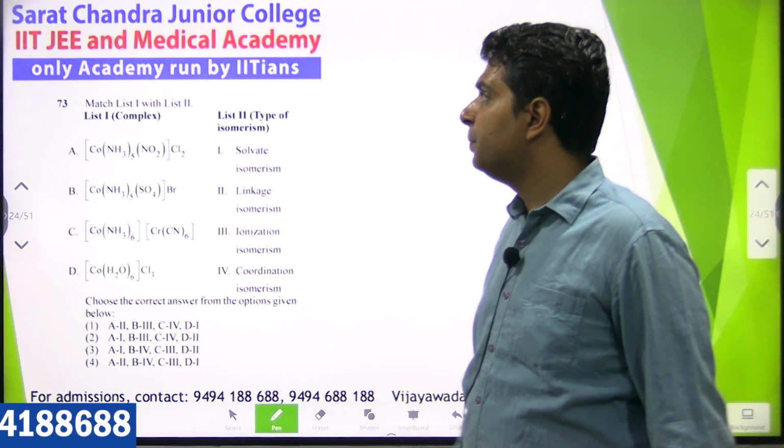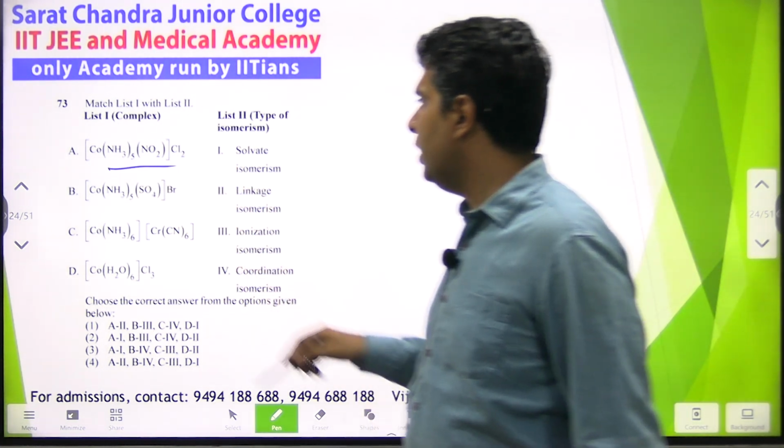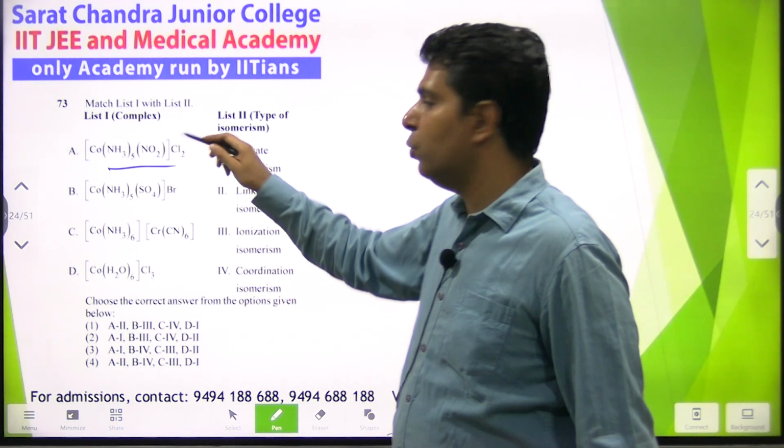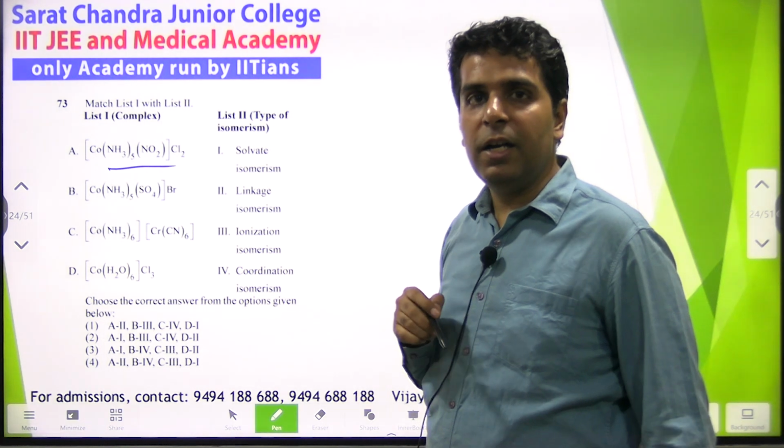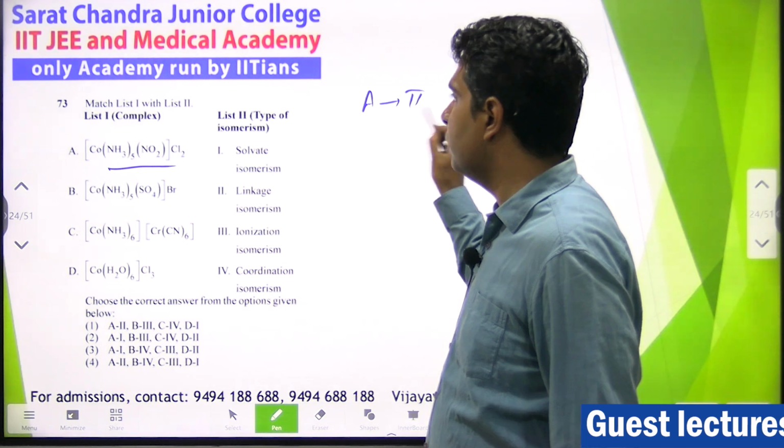Next question. Match the following type. So this is the complex given. So it can show linkage isomerism. NO2 is an ambidentate ligand. It can show linkage isomerism. So A is corresponding to 2.